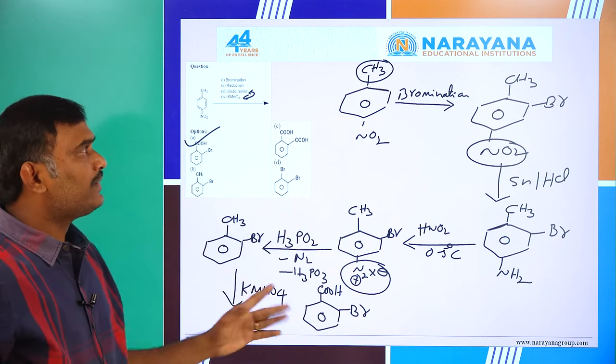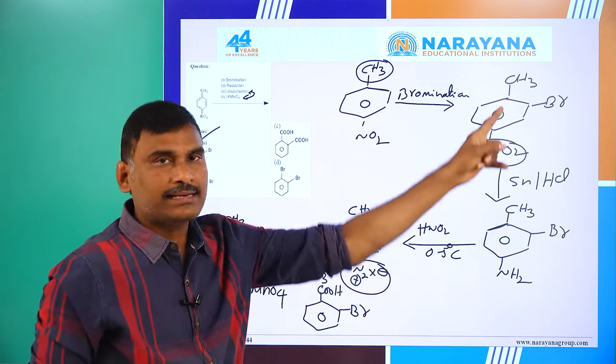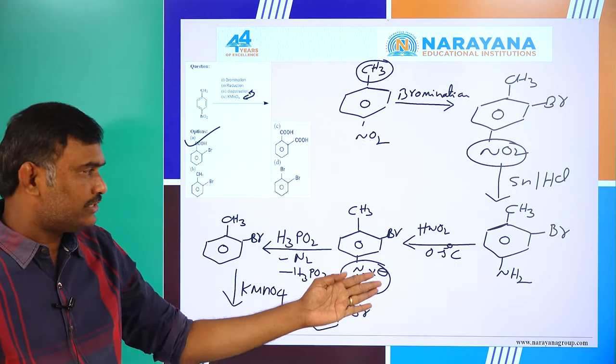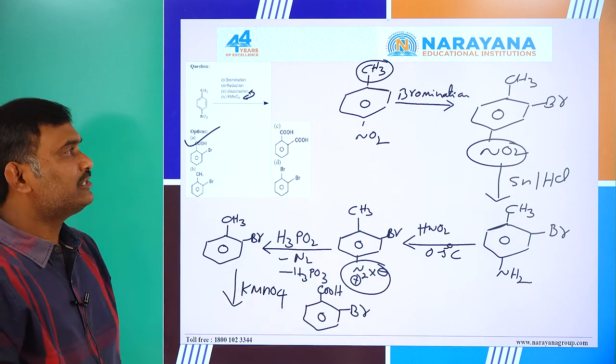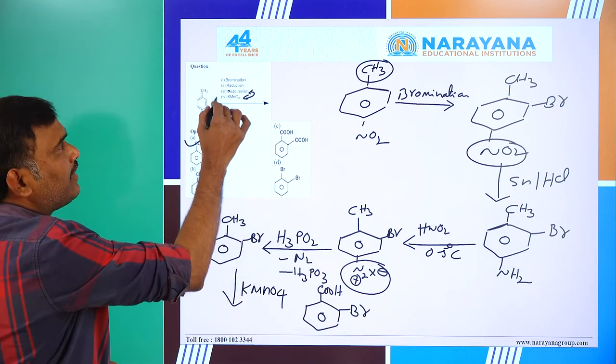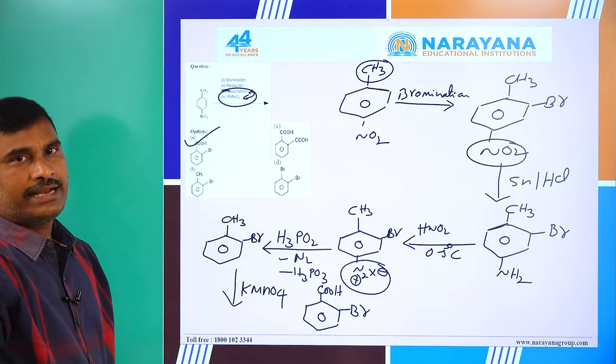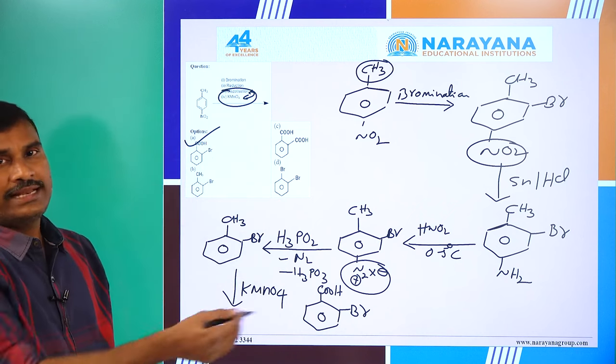See friends, one by one. That is bromination first, later on reduction, later on diazotization, followed by reduction, followed by again a strong oxidizing agent oxidation. This is the thing, but here a small thing was missed, that is H3PO2 reduction. Now go for the next one, students.